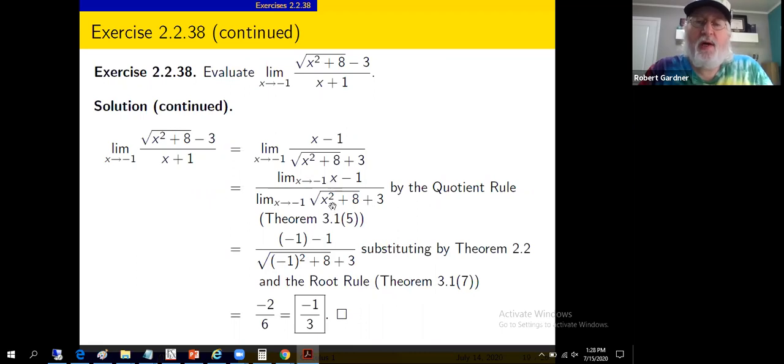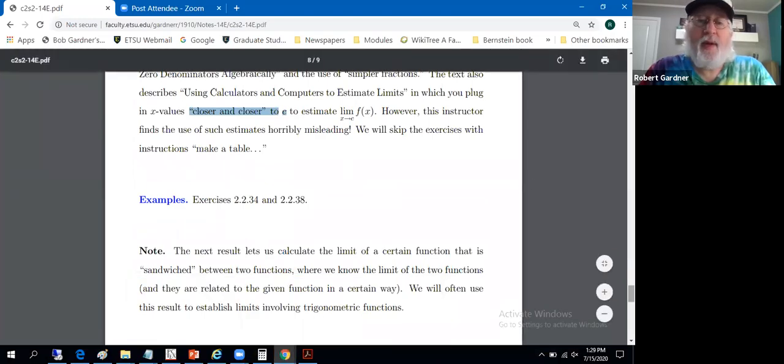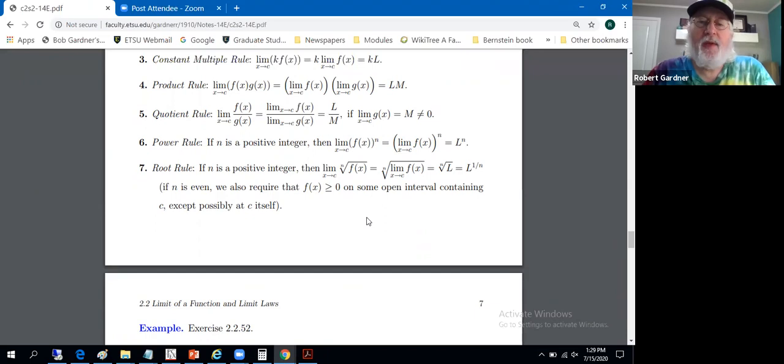So we're looking at the function square root of x squared plus 8, plus 3. Let's concentrate on the square root of x squared plus 8 stuff. Okay, let's run back and look at the root rule. The root rule states in the notes, back upstream some. Remember, I had stated things a little bit differently than the book did on this root rule. It says the limit as x approaches c of, say, the square root of f of x equals the square root of the limit. If n is even, which it is when it's 2, when we're talking square roots, we also require that f of x be greater than or equal to 0 on some open interval containing c except possibly c itself. All right, so that thing we're taking the square root of, x squared plus 8, we need to make sure that's greater than or equal to 0 close to whatever the c value was.